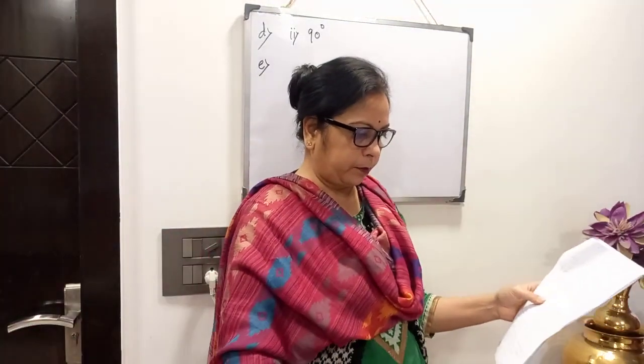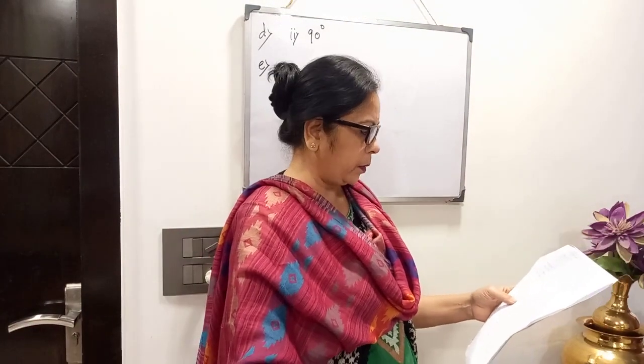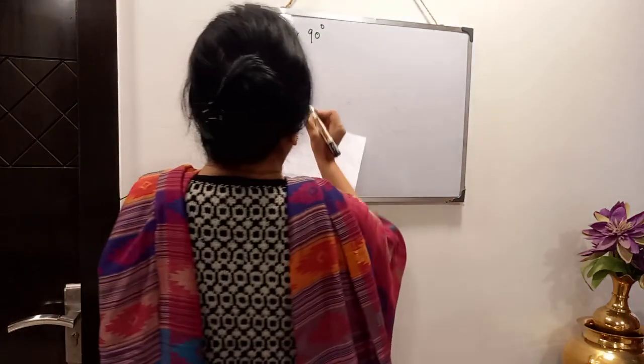ABCD is a cyclic quadrilateral. Clear? And AB is the diameter of the circle. Angle ABC is given 65 degree. DAC is given 40 degree. Then you have to calculate the value of BCD. Okay, first I am drawing.